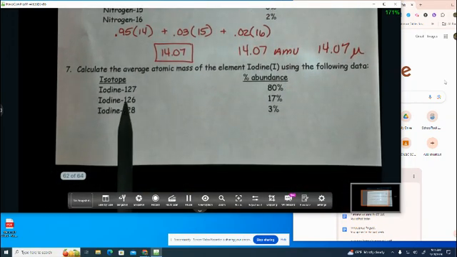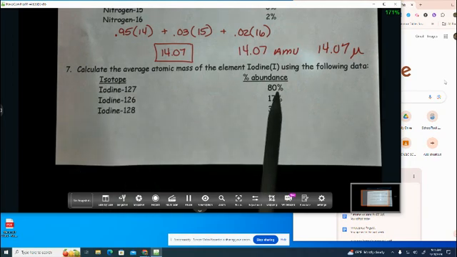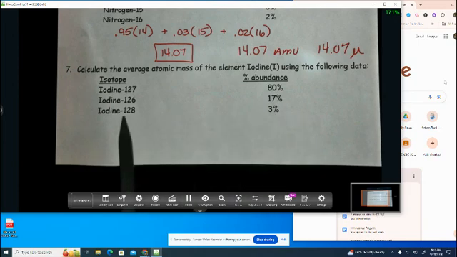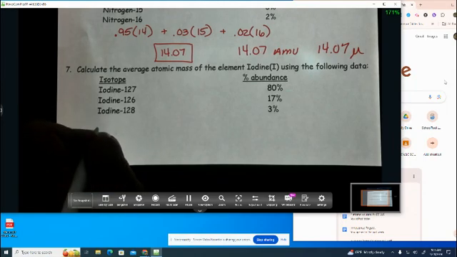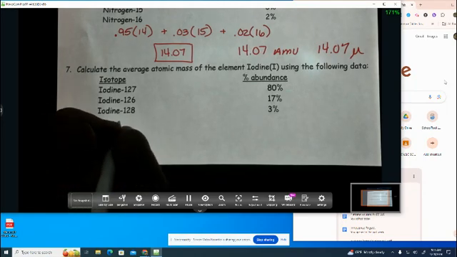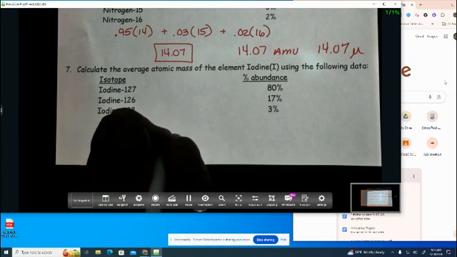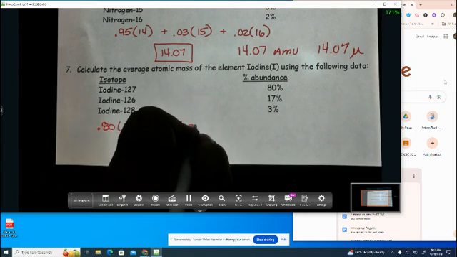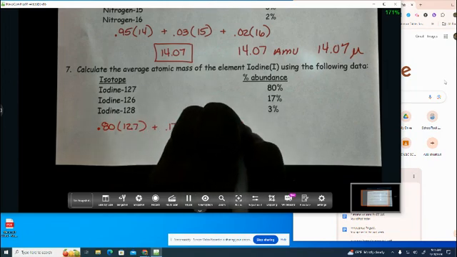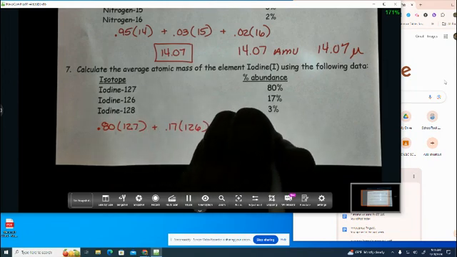Alright, so Lily, look up here. 80 of 127, 17 of 126, and 3 of 128. My answer should be close to 127. Let's see if it comes out that way. So I'm going to do 0.8 times 127. Oh, my pen just died. Plus 0.17 times 126 plus 0.03 times 128.